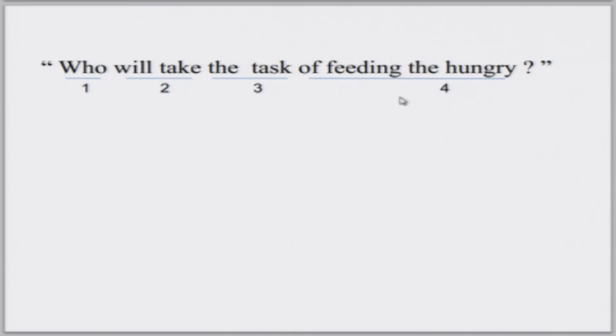Right? Reshwan, can you tell us the meaning of who? Kaun. Kaun. Will take. Lega. Lega. Fine. Fine. The task? कार्य. काम. ठीक है. कार्य. Of feeding the hungry.